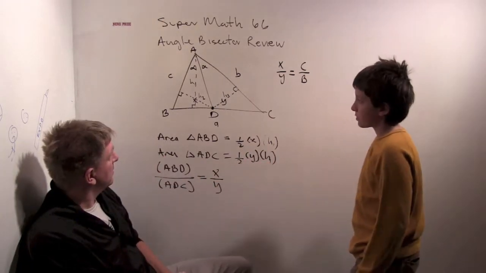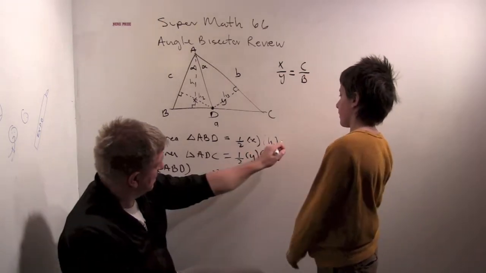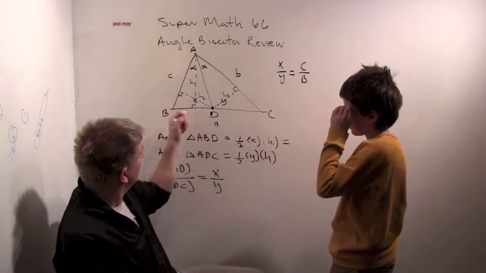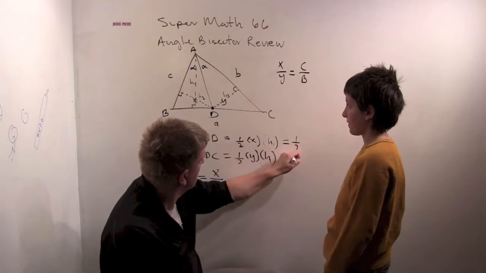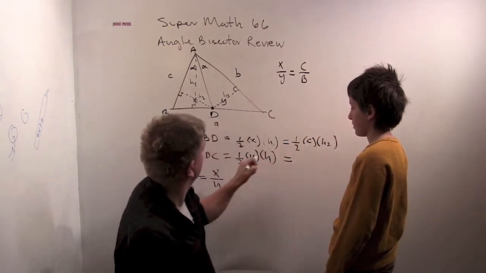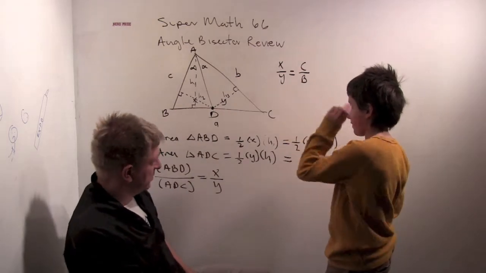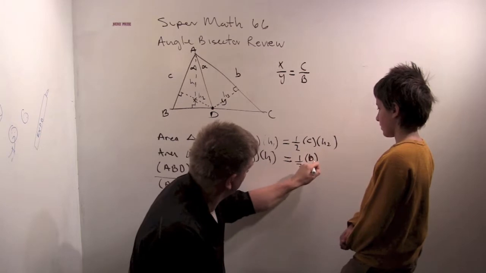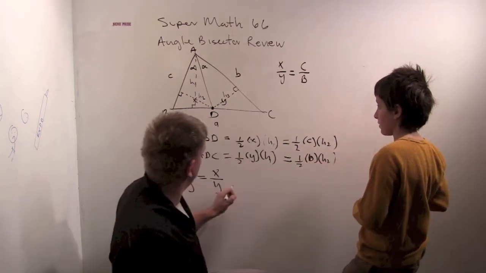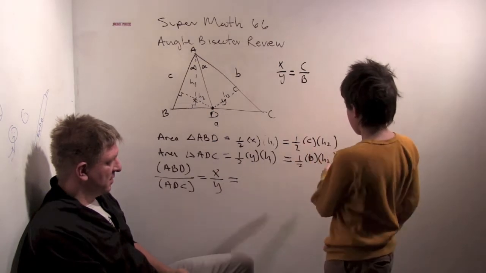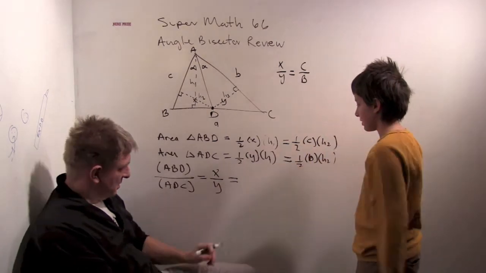So the area of this one, ABD, is also 1/2 what? It's 1/2 c times h2. And the area of this triangle here is 1/2 b times h2. So that means the ratio of those areas is also, the halves and the h2's cancel, so it is c to b.